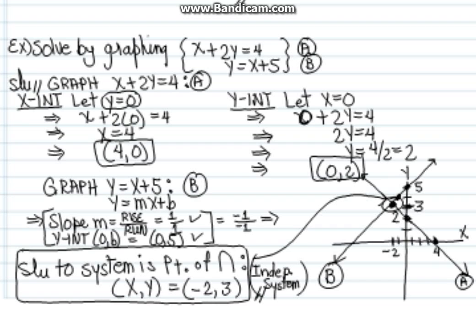Now you will notice there are finitely many solutions. There are solutions. It's not the empty set. There are solutions to this system, so you know it's going to be consistent. It's only inconsistent if there are no solutions. So this is definitely consistent. And because there are finitely many solutions here, the system is independent.